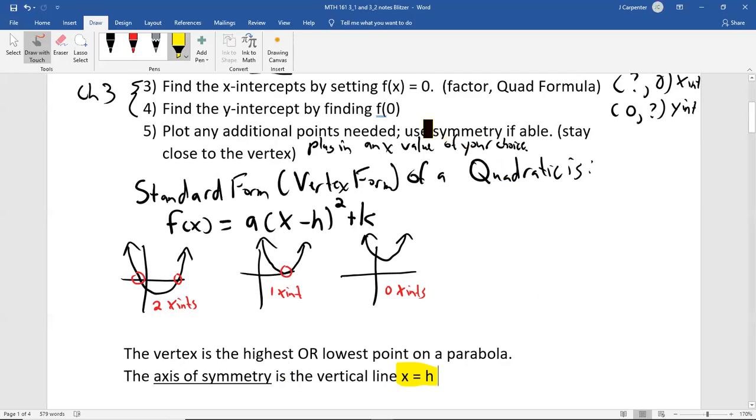That's what I mentioned earlier, to use symmetry if you're able to. That's going to be the quickest thing to do should you ever need additional points besides the vertex and intercepts, which is generally only the case if there are no X-intercepts. If you got 1, you might already have 3 points. If you got 2, you definitely have your 3 points.